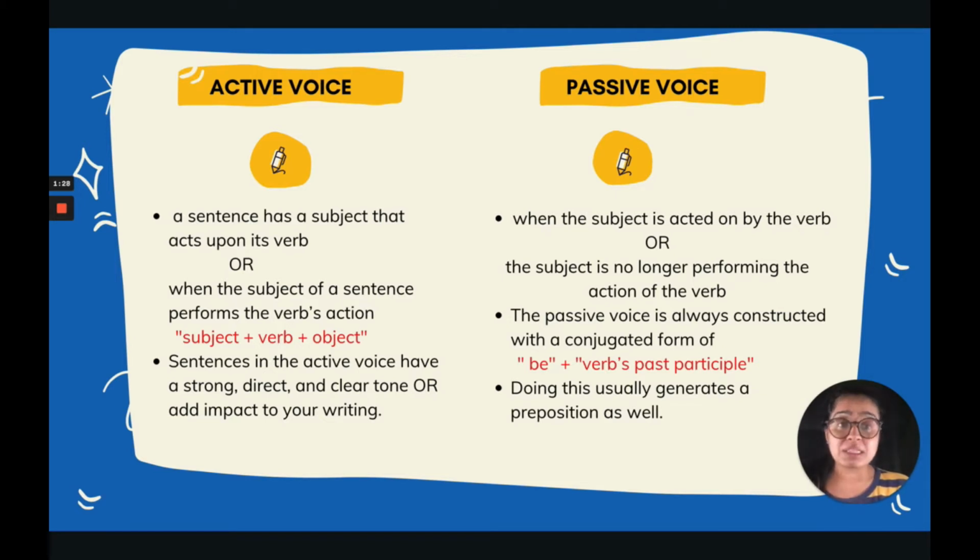While in the case of passive voice, a sentence has a subject which is acted on by the verb. Or you can say the subject is no longer performing the action of the verb. The passive voice is always constructed with the conjugated form of be followed by the verb's past participle. Well, doing this usually generates a preposition as well along with the subject in the passive voice.